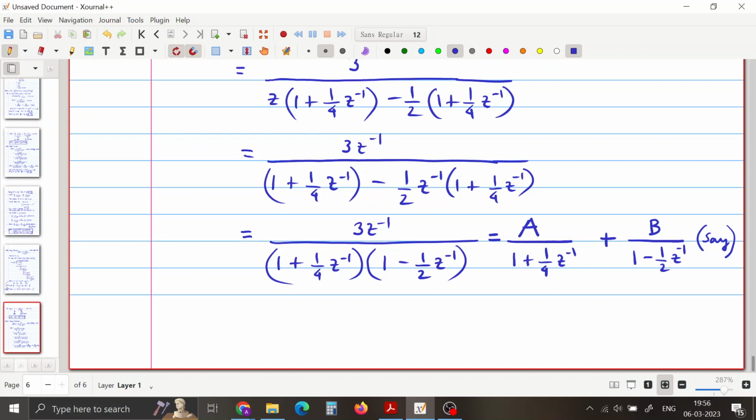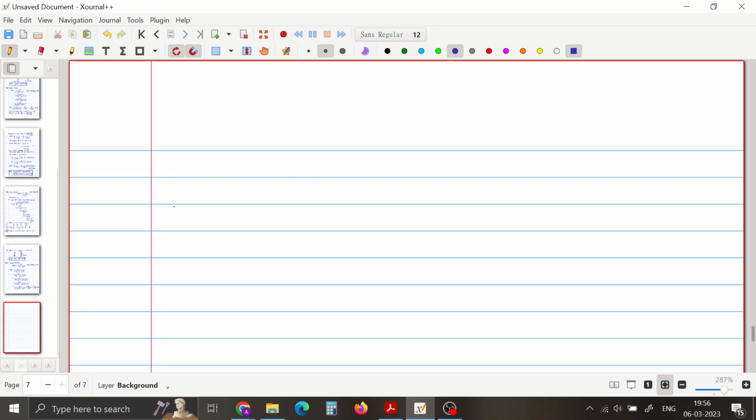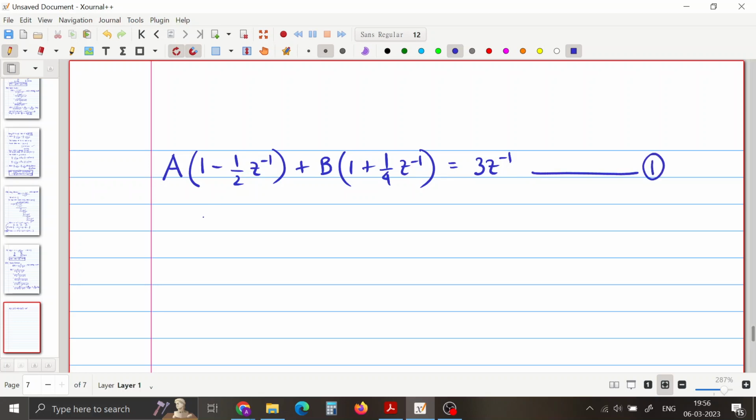Now we will compute the values of A and B such that this holds true. So if we just cross multiply and equate with the numerator like we did before, we can write A times 1 minus half z inverse plus B times 1 plus 1/4 z inverse equals to 3 z inverse, and I am labeling it as equation 1. Now again, to find values of A and B, let's first find the value of A. For that we need to eliminate B. To eliminate B, we must eliminate its coefficient. For that we can substitute z inverse equals to -4, okay, in equation 1.